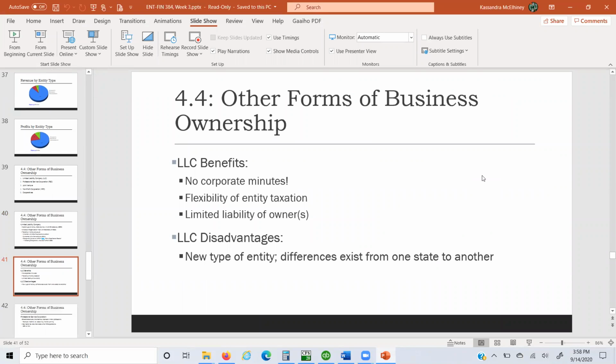So, some of the LLC benefits: in an LLC, you do not have to do corporate minutes, and that is a huge one. You have that flexibility of entity taxation, coupled with limited liability of owners. So under an LLC, you can be a sole proprietorship with limited liability. So that's fantastic. The main disadvantage with LLCs is the fact that they've only been in all 50 states since 1996. There are differences that exist from one state to the other as to how they're treated in terms of lawsuits, everything. Tax-wise, I mean, there's no uniform LLC treatment. And who knows, someday we will probably get there.